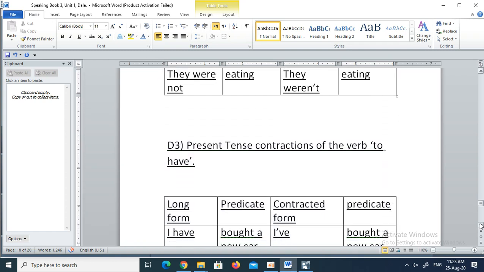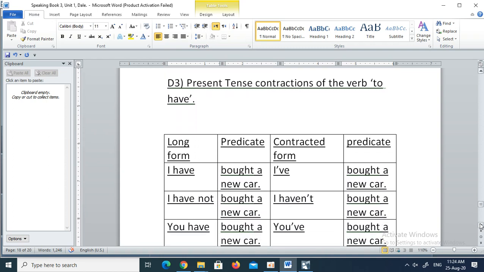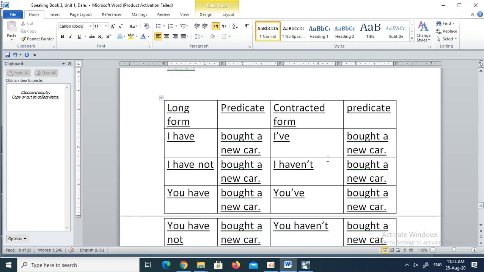All right, and lastly, our contractions of the verb to have. I have bought a new car. I've bought a new car. I have not bought a new car. I haven't bought a new car. So you either contract in the positive to a 've, or you contract in the negative to a haven't.